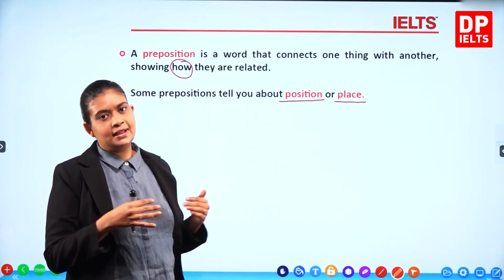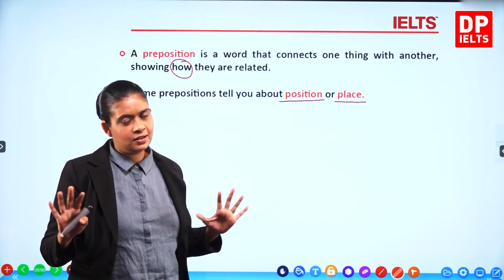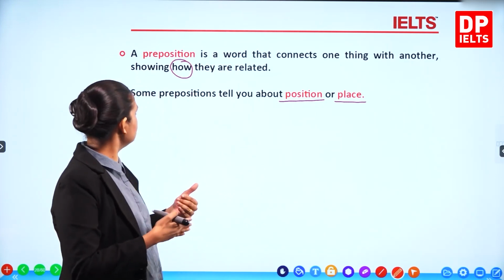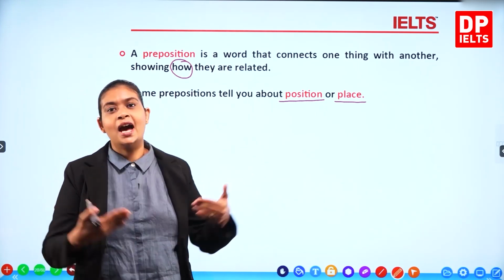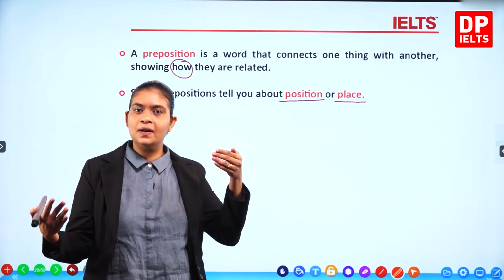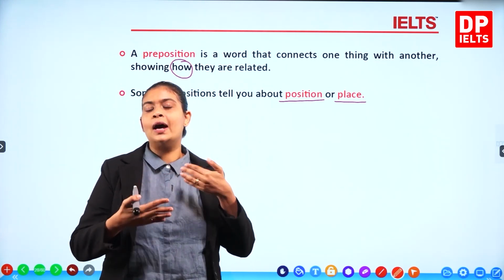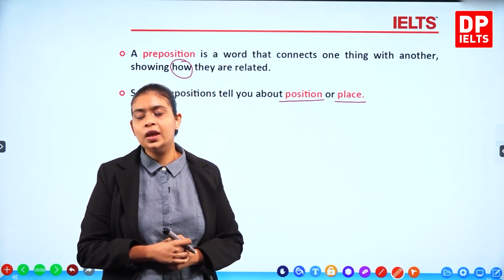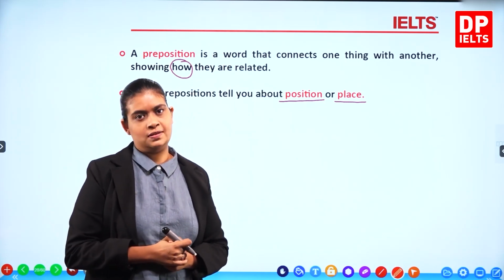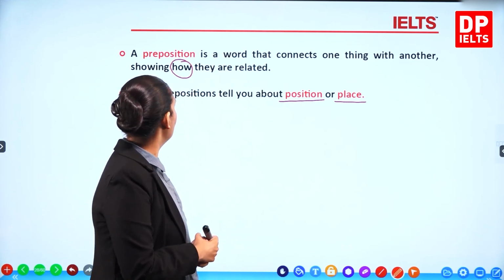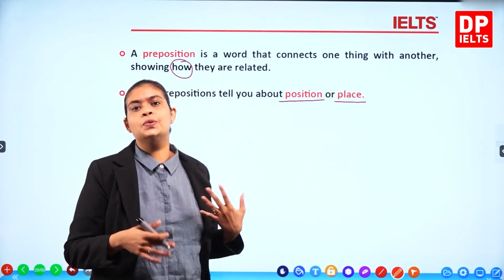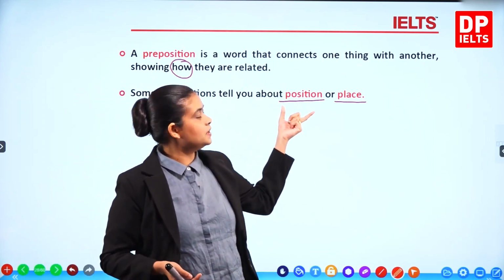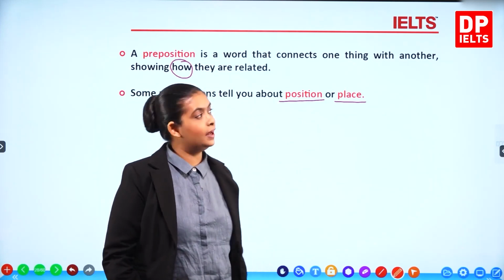Not just connecting like and but because, right? It's not just connecting. It connects one thing with another, but it shows how they are related. When this one thing is connected with the other, how are they related? So those kind of words we call prepositions, right? Now, there are different uses of prepositions. One thing is you could use it to tell about a position or place, right?